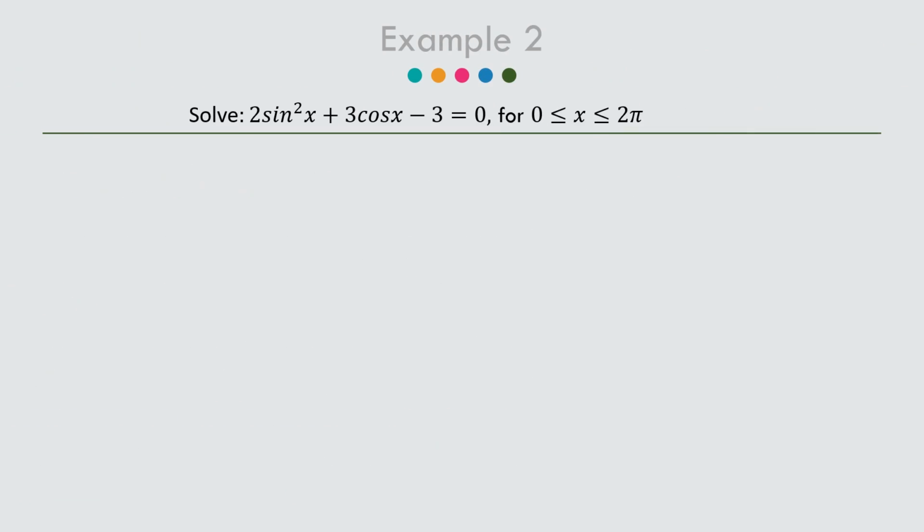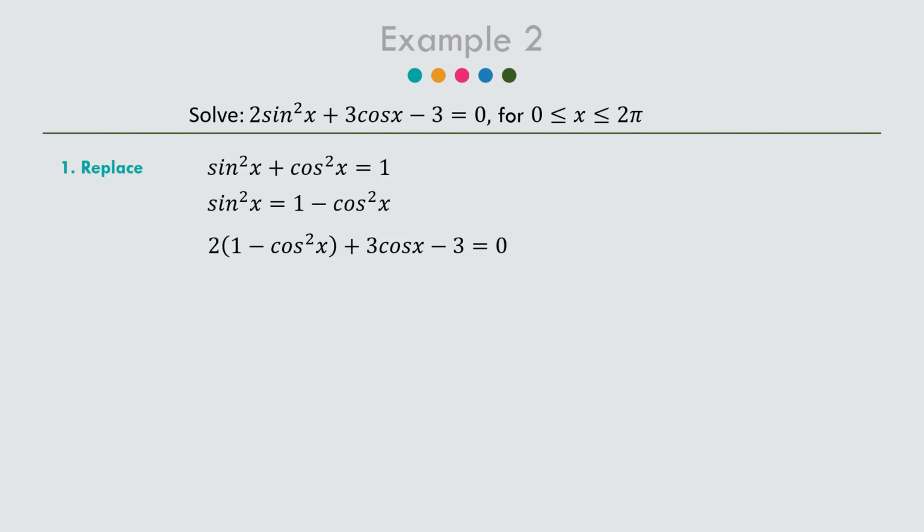Example 2. Solve 2 sine squared x plus 3 cos x minus 3 equals 0 for the range 0 to 2 pi. Step 1. We're going to use sine squared x plus cos squared x equals 1. Rearrange it to get sine squared x equals 1 minus cos squared x. Now substitute back into the original and we get 2 brackets 1 minus cos squared x plus 3 cos x minus 3 equals 0.